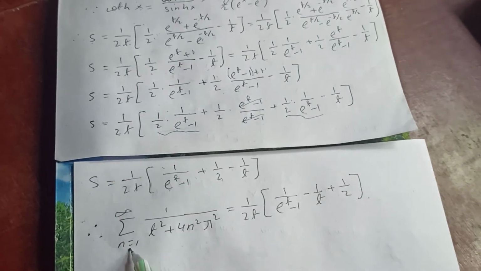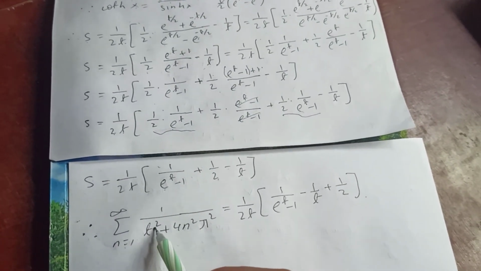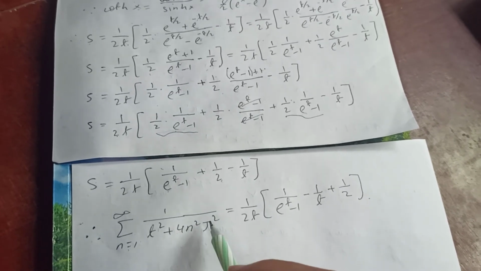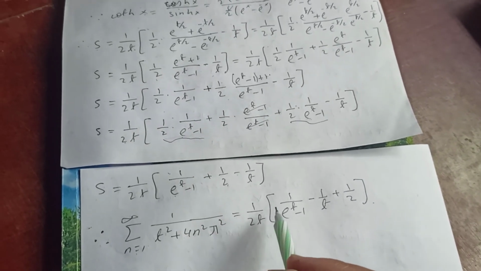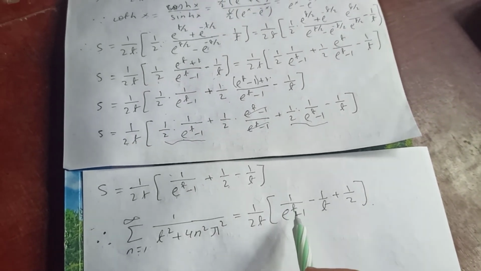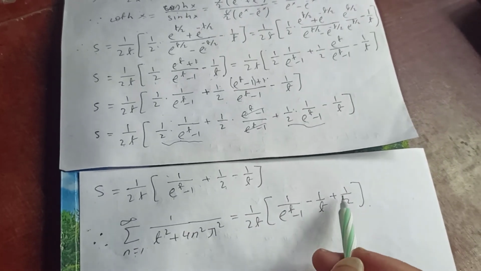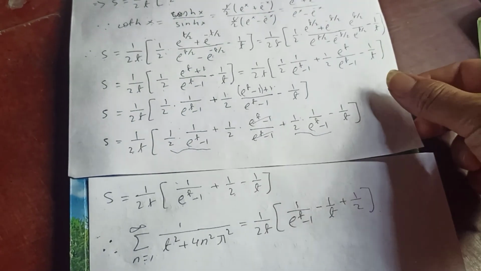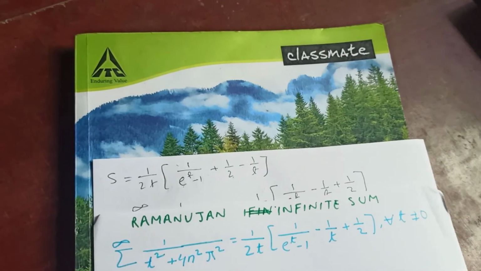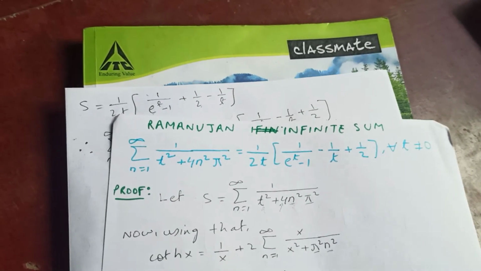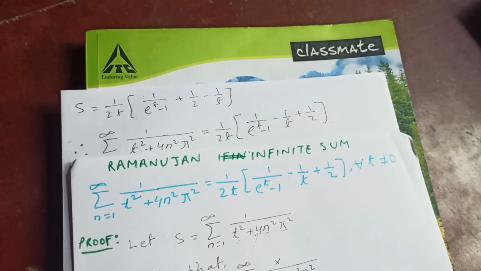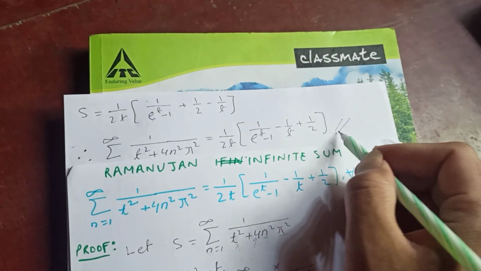Therefore our summation from n equals 1 to infinity of 1 over t squared plus 4n squared pi squared is 1 over 2t times 1 over e to the t minus 1, minus 1 over t, plus half, which is what we are trying to prove. So we get our result, hence proved.